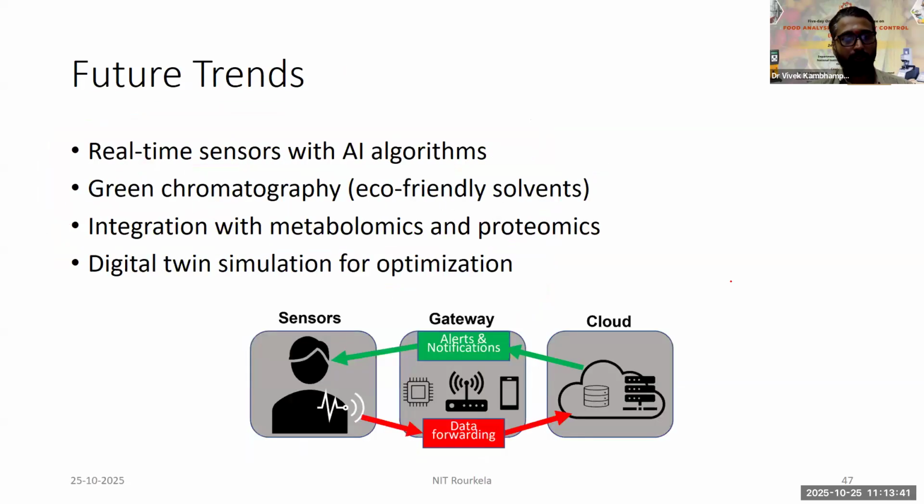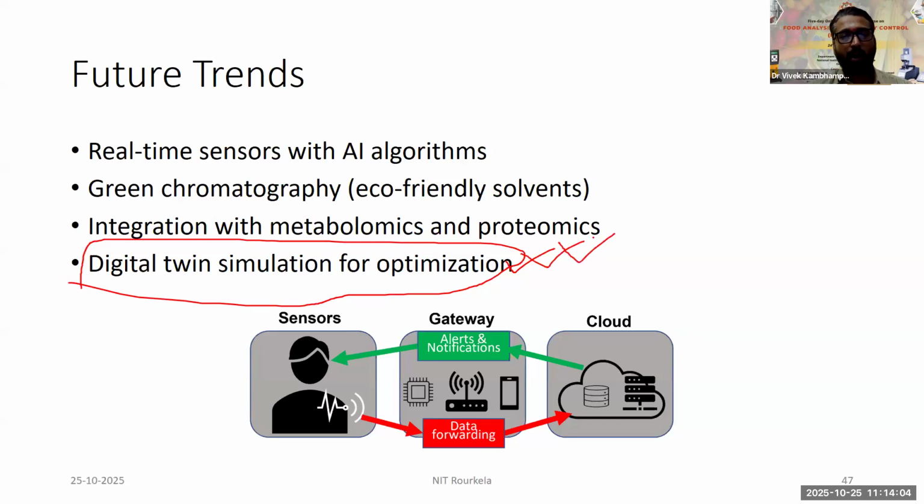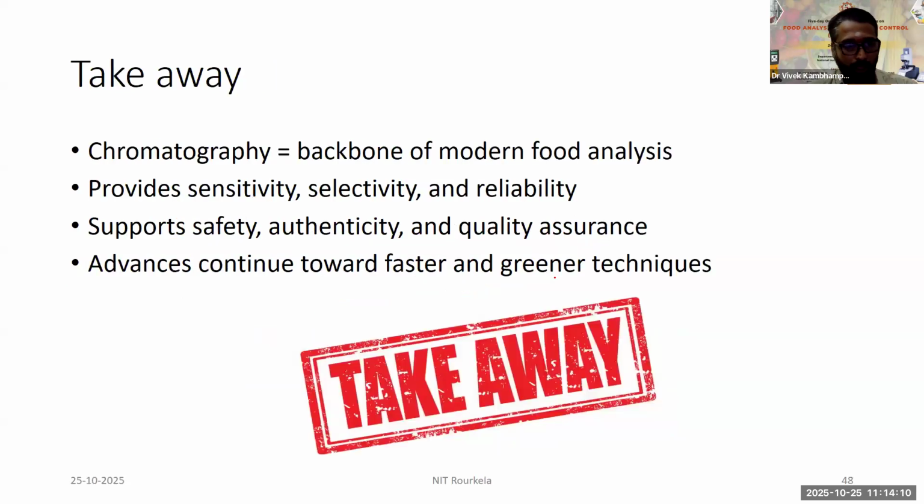Then these are some of the future trends. Integration of sensors, integration of cloud, okay, for saving your data, and the security, keeping your data safe, is also very much important. Then real-time sensors with AI integration, all these things are very much important. Digital twin simulation for optimization. Earlier we used to do RSM optimization or normal optimization techniques. The optimization techniques are also evolving. So these are you need to learn, right?